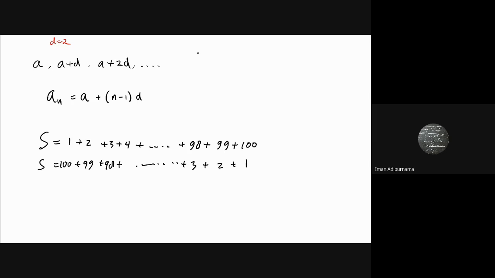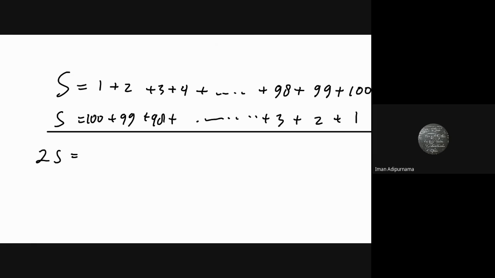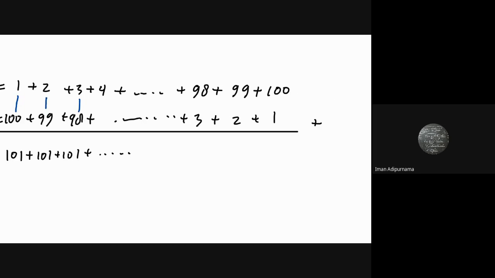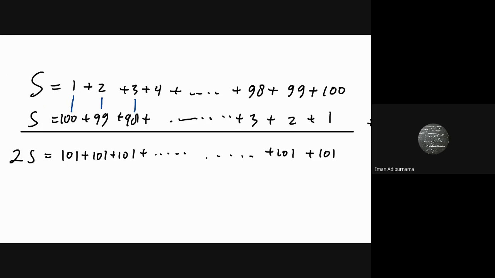So if we add these two, it should be the same, right? It should be twice as much. But let's just add this. So this will be 2S. You look here, 1 and 100, 2 and 99, 3 and 98, they all add up to 101. So plus 101 plus 101 plus dot dot dot until the very end, it will be the same 101 plus 101 plus, right?